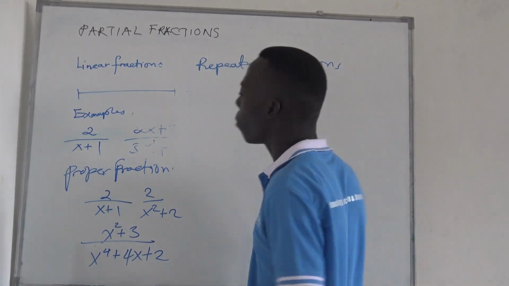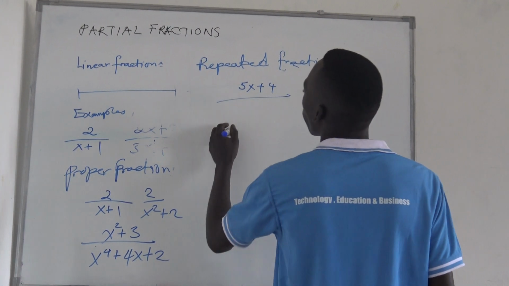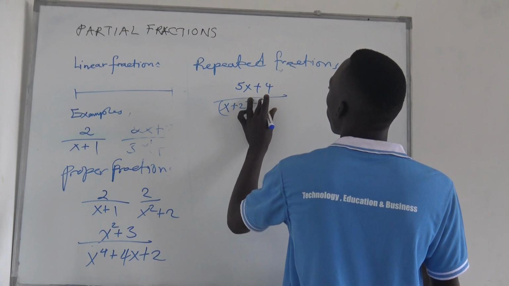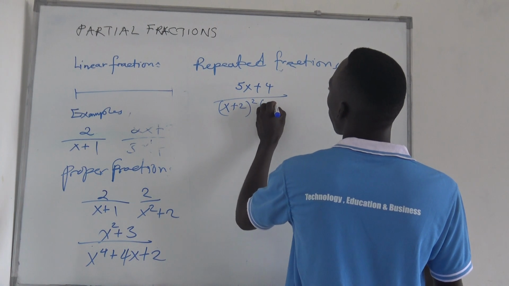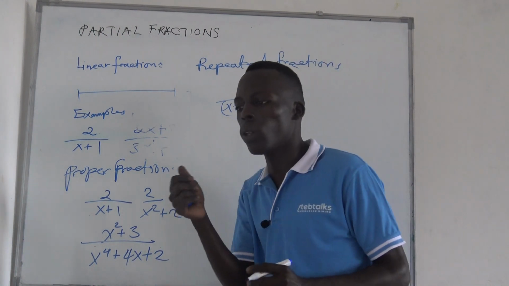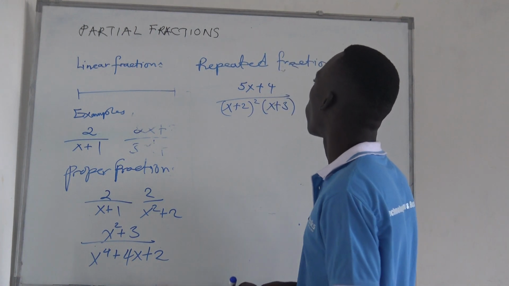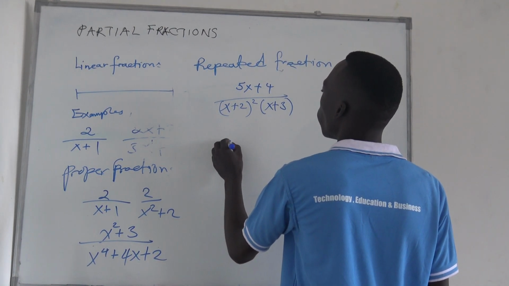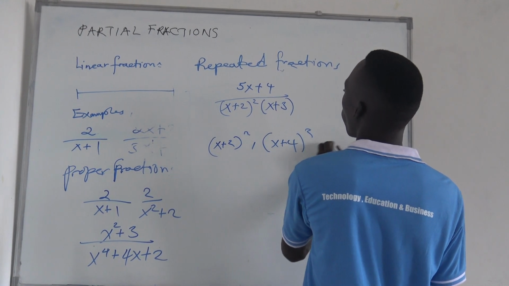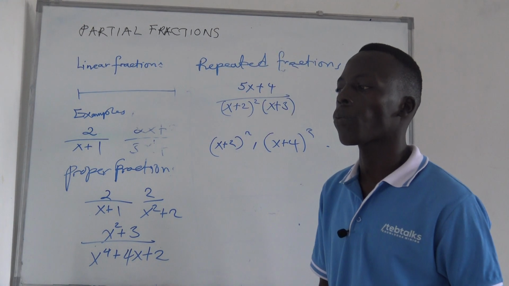Now for the repeated fraction, we find that the equation is 5x plus 4 out of x plus 2, the whole thing squared, times maybe x plus 3. So this thing is repeated. It is a way how we do it when we are dealing with something like that. So even though it is x plus 2 squared, x plus 4 cubed, and so on, it is the way how we shall do it as we continue.